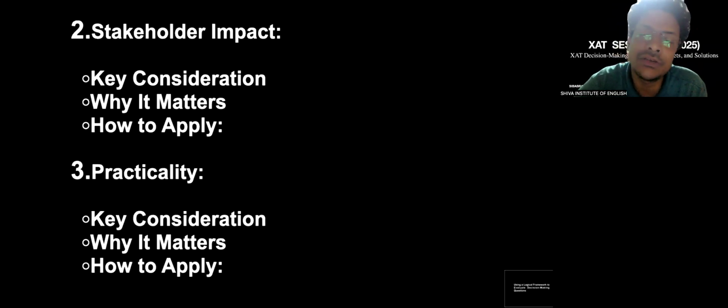The second one is called stakeholder impact. When we talk about stakeholder impact, the key consideration is: does the solution address the concerns of all relevant stakeholders?